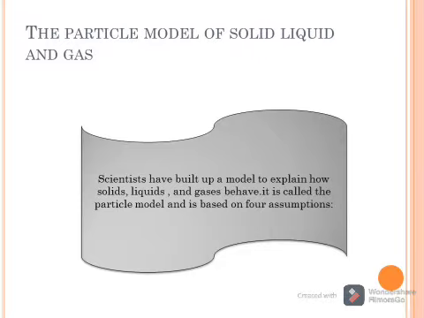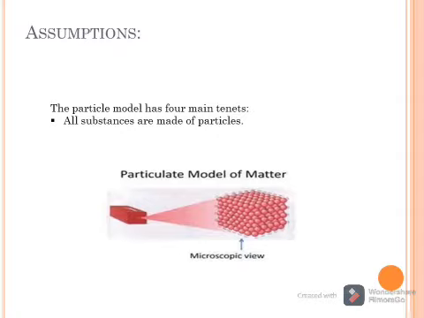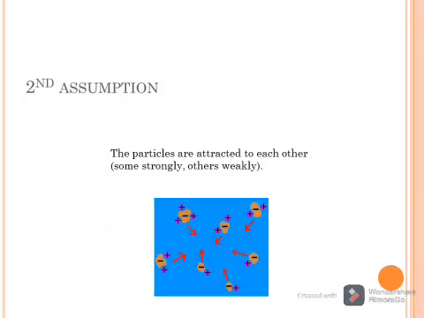Let's get started. According to its first assumption, all substances are made of particles. You can see the microscopic view of matter in the slide. According to the second assumption, the particles are attracted to each other, some strongly, others weakly. Actually, particles of matter of the same substance, such as the same element, are attracted to one another. The force of attraction tends to pull the particles close together, as you can see in the diagram.